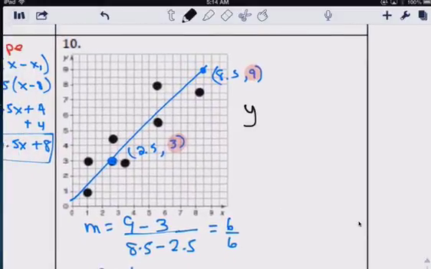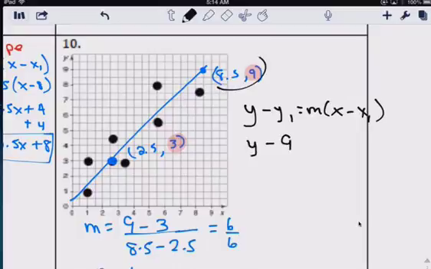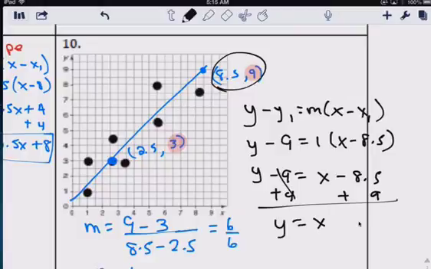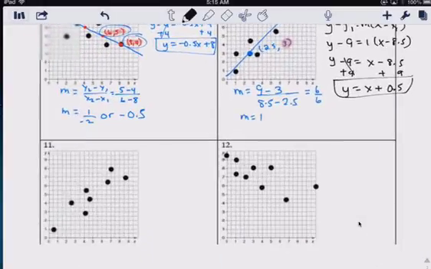So the y minus y1, if you're just copying this, it's not good. Alright? Y minus 9, I'm going to choose this one, equals 1 parentheses x minus 8.5. So your y minus 9 equals 1x minus 8.5. Add 9. y equals x plus 0.5. That's your answer. Okay, that's how you do them.